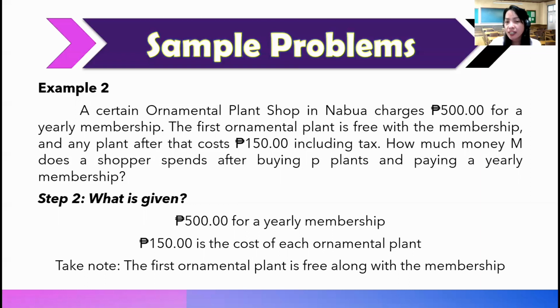500 pesos for a yearly membership. Diyan sa 500 pesos, meron ka ng isang libreng ornamental plant. And kapag kukuha ka ng, say, 3, yung isa libre na para sa 500, yung dalawa is bibilhin mo na. Ang isang plant na sumobra sa isa ay 150 pesos. So kung tatlo yung bibilhin mo, yung dalawa babayaran mo na, 150 kada isa. So yung dalawa, 300 pesos yun, kasi 150 kada isa. So that's the given. Take note of that.